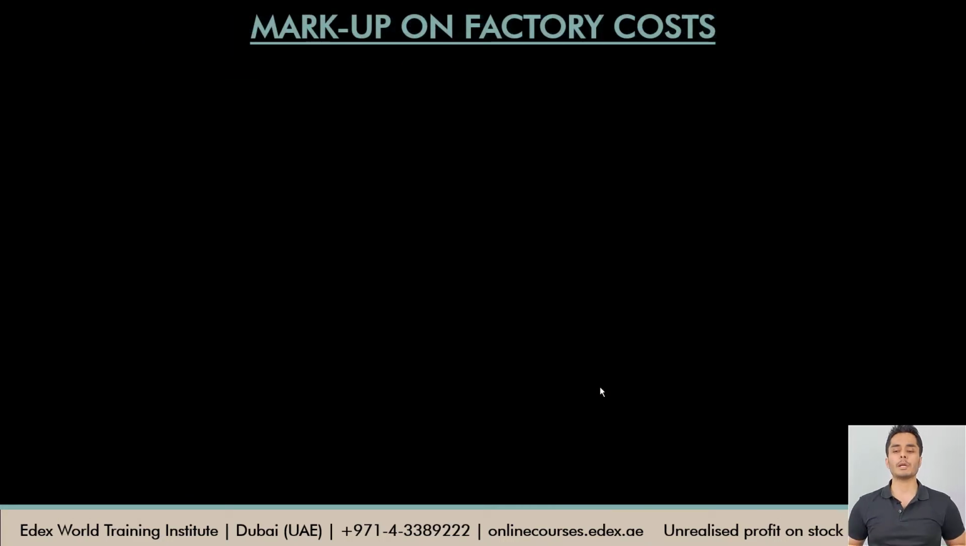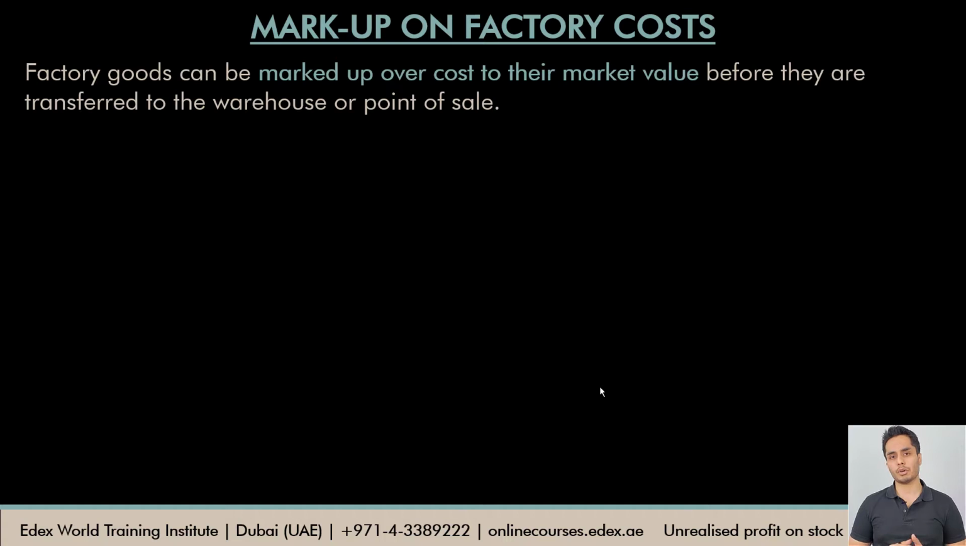So what do you mean by markup on factory cost? See, when transferring the goods from factory to the warehouse or to the sales department, the factory will add a markup or a profit percentage over the cost of the goods they've produced. Why do they do this? So that they can match with the selling price of those goods in the market. If the sales department had to purchase these goods from the open market, what price would they pay? The factory would mark up their cost of the goods to that price.